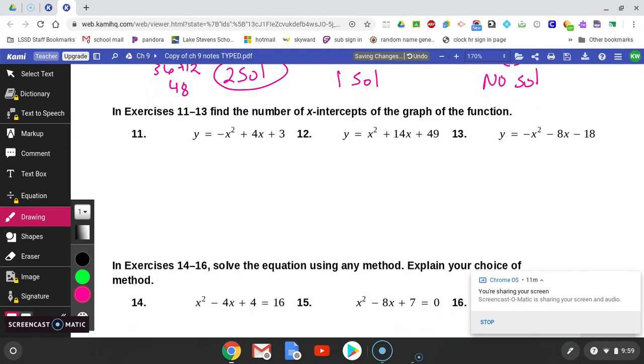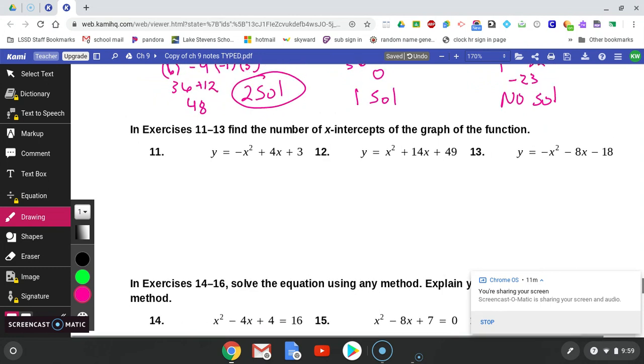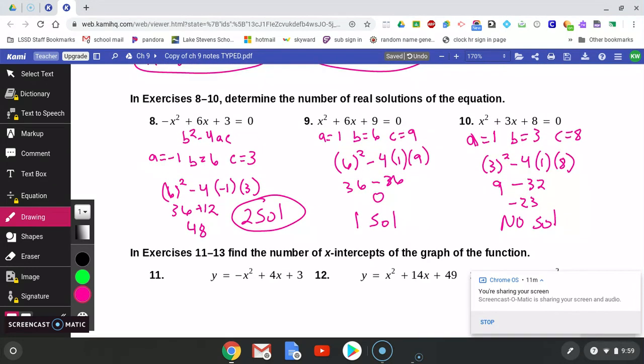So the next section says find the number of x-intercepts of the graph. Hey, guess what? The number of x-intercepts is the exact same thing as the number of real solutions. So you're going to do everything exactly the same. The only difference is instead of it being equal to 0 is equal to y. So all you have to do is make y equal to 0, and then it's the exact same thing. So we won't take the time to work those. You just know that finding the x-intercepts means the same thing as find the solutions. Solve it when y equals 0. And if all we want to know is how many solutions there are, it's just a discriminant.